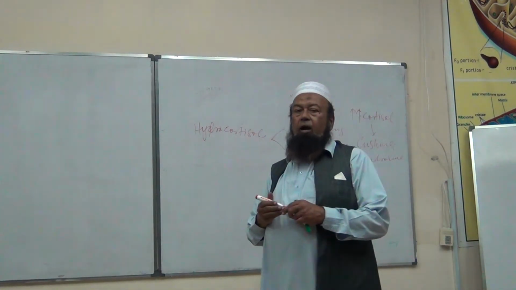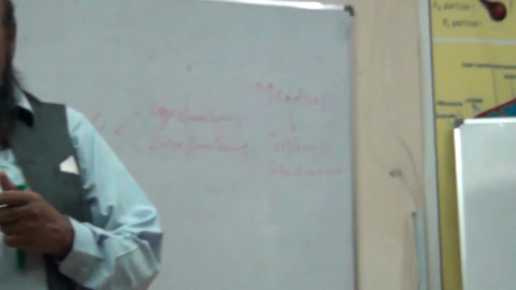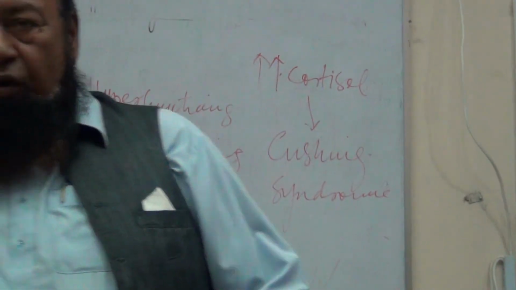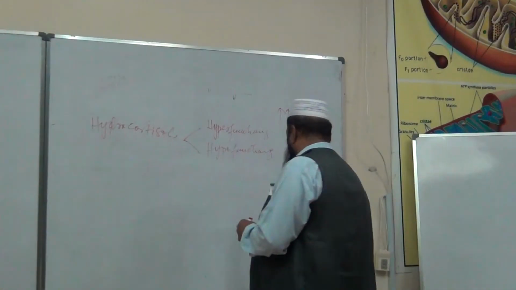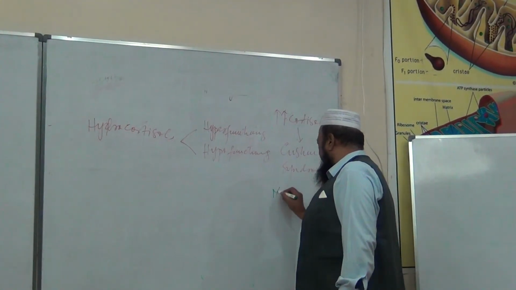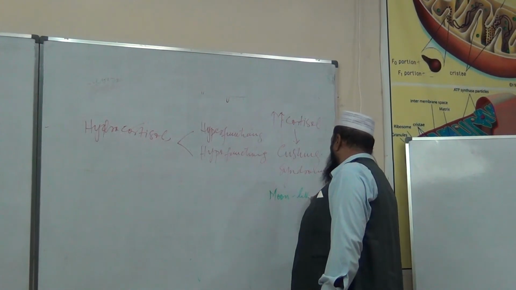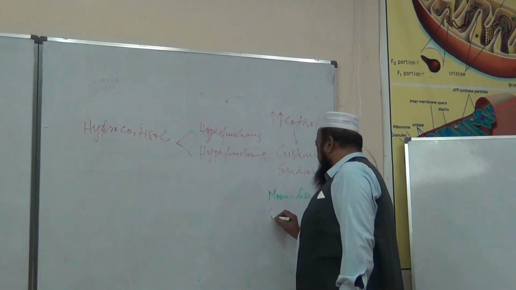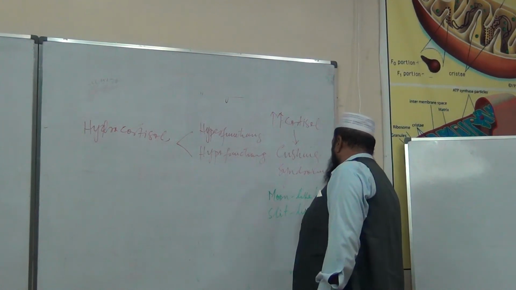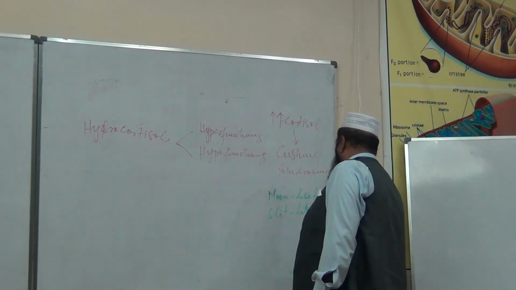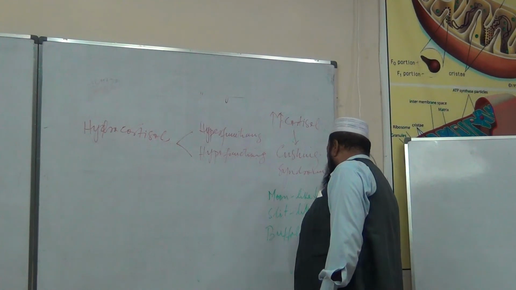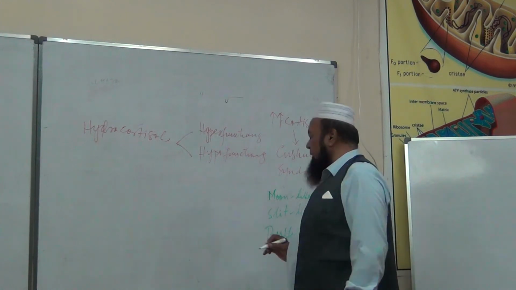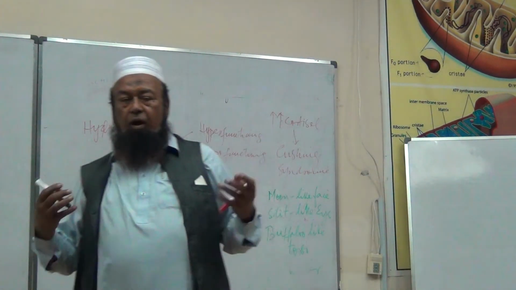Cushing syndrome is mostly caused by a functioning tumor of the adrenal cortex. As a result, the person suffering from this has a moon-like face, slit-like eyes, and a buffalo-like trunk. Buffalo-like torso or trunk. That is in the form of hyperglycemia.